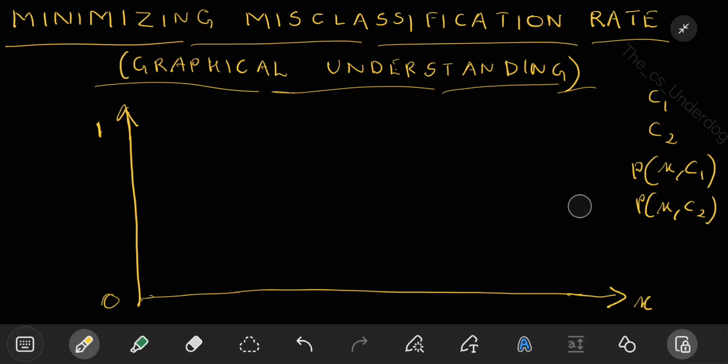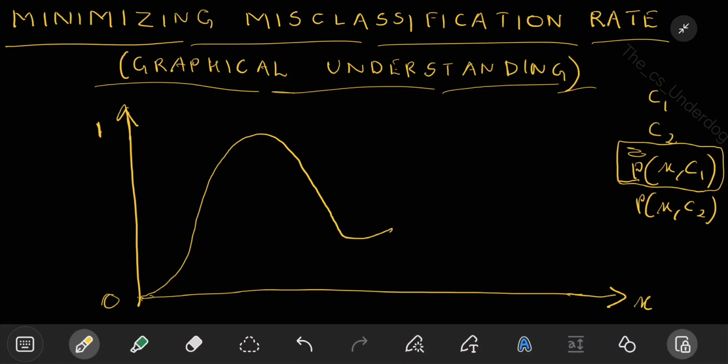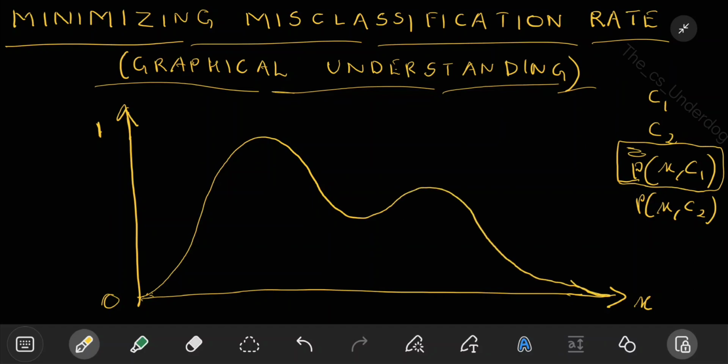Why am I considering x, C1 here? Because I want to show you the joint probability distribution P of x, C1 and the joint probability distribution P of x, C2. And from that probability distribution, I'll show you where exactly the decision boundary would come in. Let us say this probability distribution looks something like this. It starts like this, goes like this, comes like this and something like this. This is the probability distribution of P of x, C1. I'll mark it as P of x, C1.